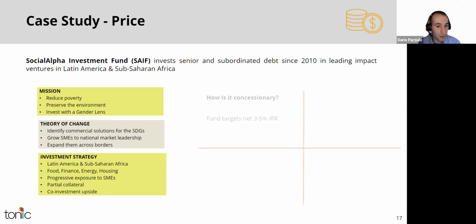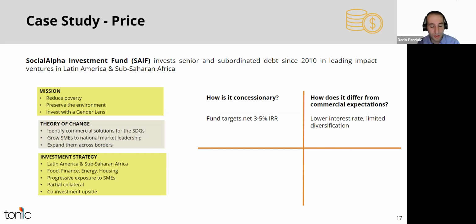It is concessionary because the fund targets a net 3 to 5% IRR. It differs from commercial expectations because, in our experience, the fund offers a lower interest rate and limited diversification. At Tonic, we have seen a private debt fund targeting SME lending in emerging markets, targeting about 10% IRR with a portfolio spread over a larger number of transactions. It is needed because access to capital is one of the main limiting factors to the growth of SMEs, small and medium enterprises, in Africa.